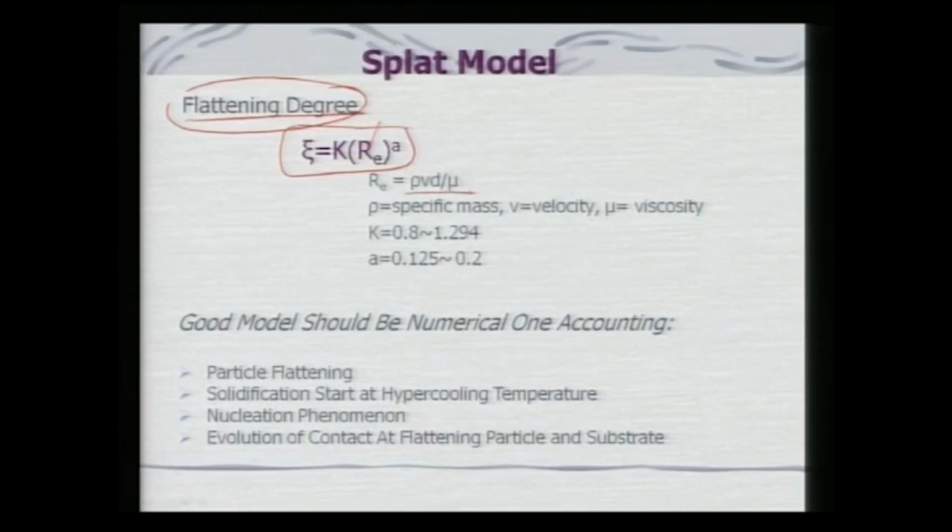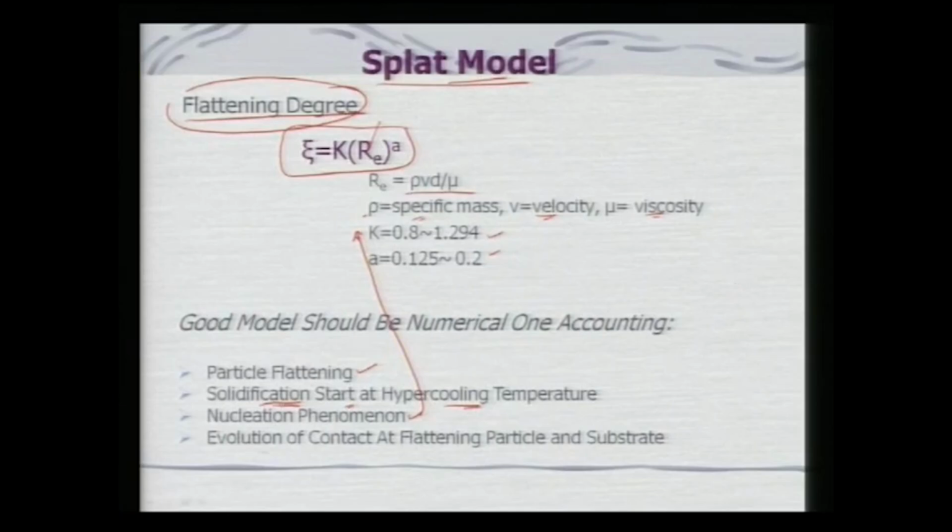Again it is given by Vdρ/μ. V is the velocity, d is the overall diameter, ρ is the specific mass, and μ is the viscosity. So we can see Vdρ/μ, the Reynolds number, and K and A are again constants, which are basically fitting parameters. For a good splat model, we need to take account of the overall particle flattening, and of how solidification starts at the hypercooling temperature, and how the nucleation is occurring. Nucleation phenomena also have to be correlated with the overall flattening, because as soon as it starts flattening, it is also solidifying.